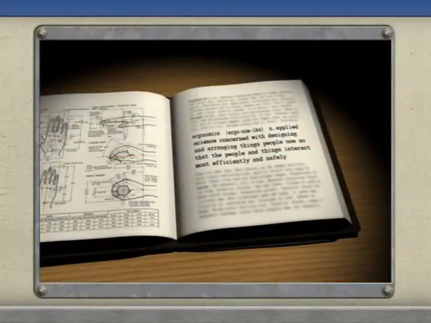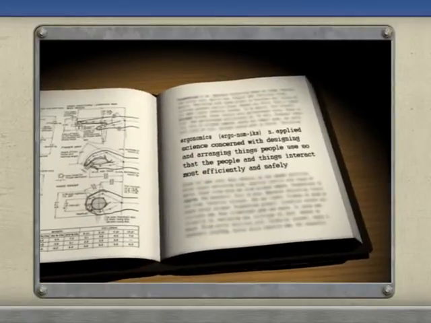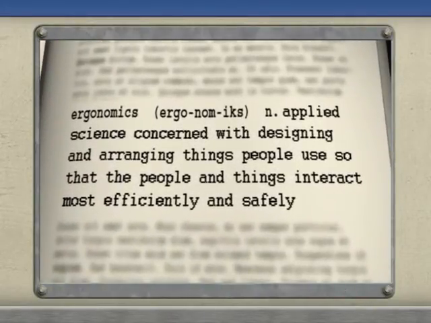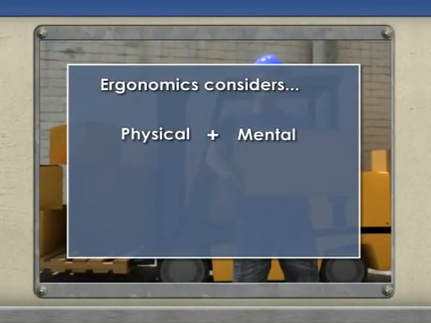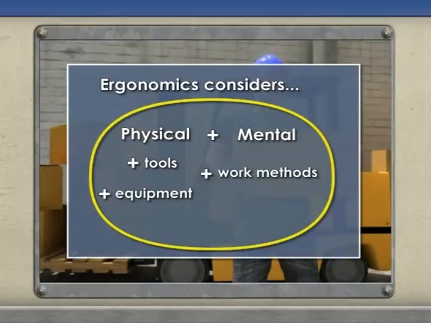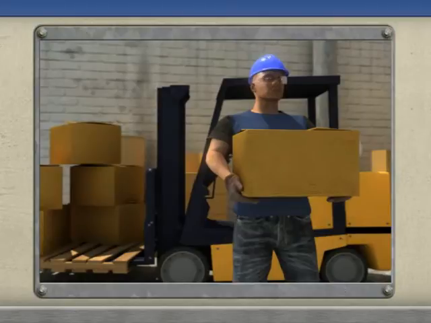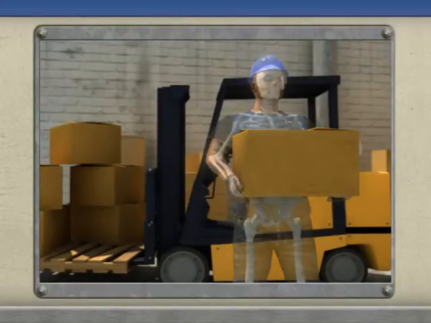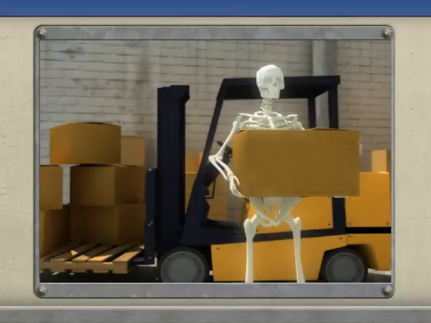Ergonomics is the solution to the MSD problem. According to the Merriam-Webster Dictionary, ergonomics is the applied science concerned with designing and arranging things people use so that the people and things interact most efficiently and safely. Ergonomics considers the physical and mental capabilities and limits of the worker as he or she interacts with tools, equipment, work methods, tasks, and the working environment. Although the scope of ergonomics is quite broad, the term in this introduction to the subject will refer primarily to understanding workplace factors that may pose a risk of musculoskeletal disorders and how those factors might be reduced.